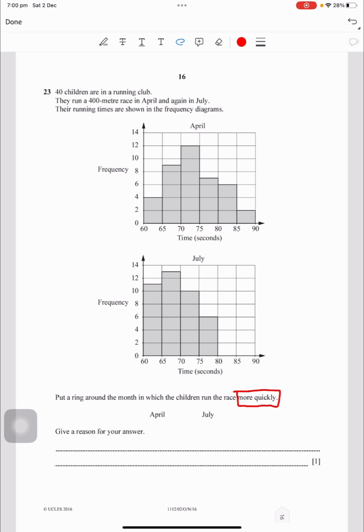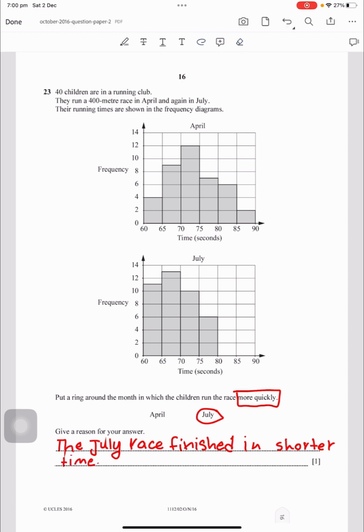So we have to also give a reason for our answer. So our answer is July because, as you can see, it's greater right here. So we can write the July race finished in shorter time. Okay, let's move on to the next question now.